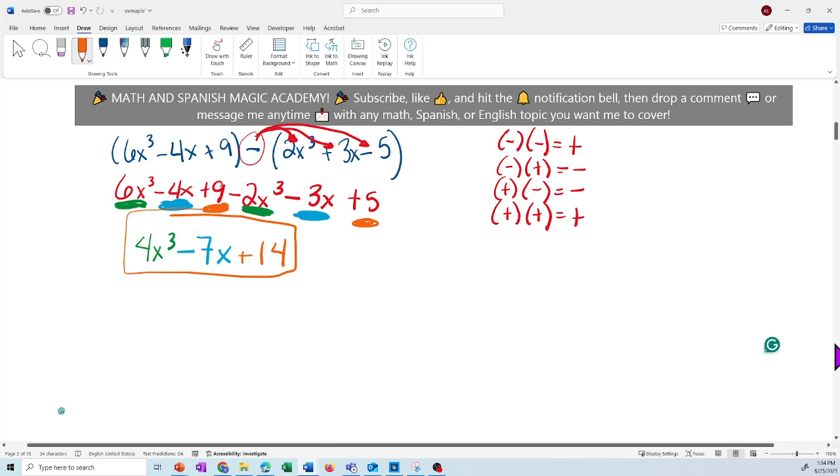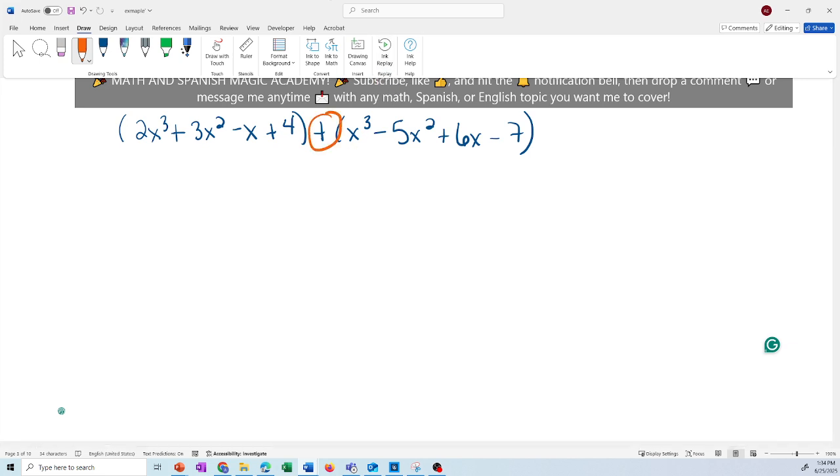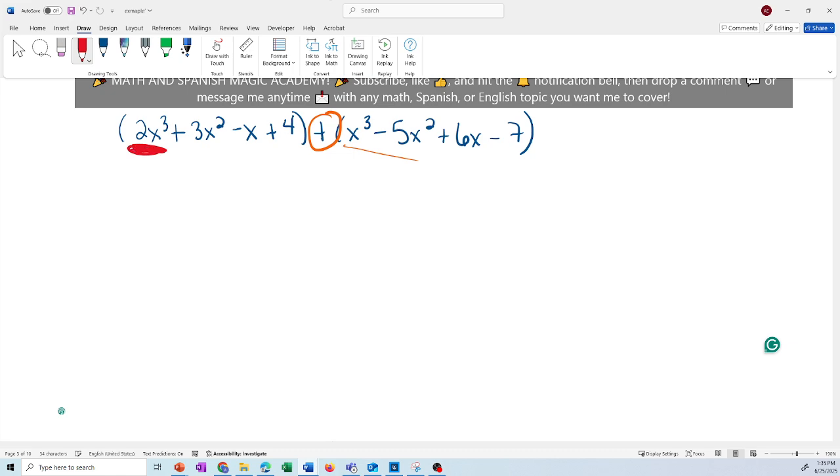Okay, now let's do a third problem. Okay, I have a plus sign, so that means that the terms inside the second parenthesis are not going to be affected. So I leave it the same. I don't have to rewrite anything. So let's take a look at what terms I have here. I have an x cubed, an x cubed. So 2 plus 1. Remember, the coefficient of x cubed is 1. But you're never going to see a 1x cubed, like the coefficient 1. So you know that there's an imaginary 1x cubed. So 2 plus 1 is 3x cubed.